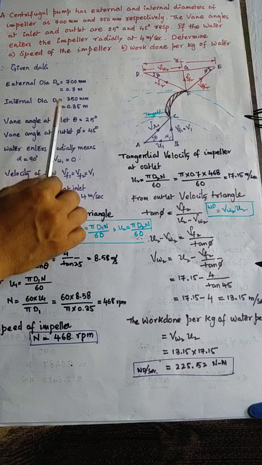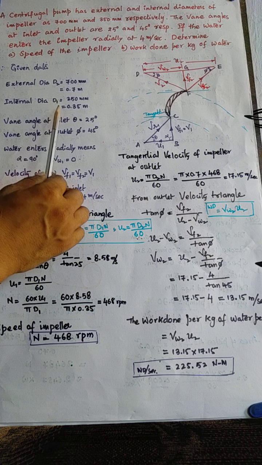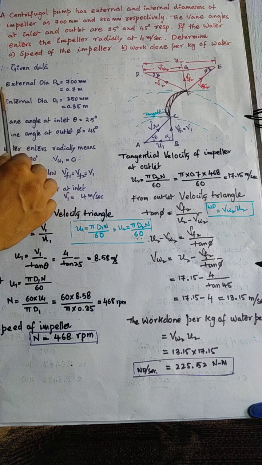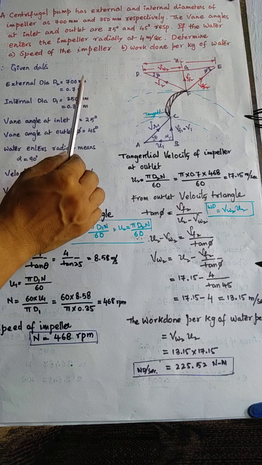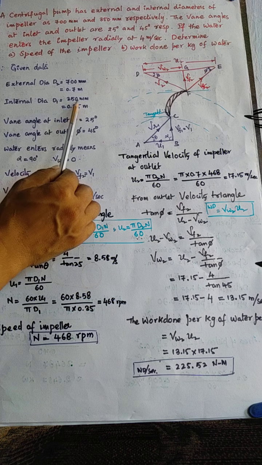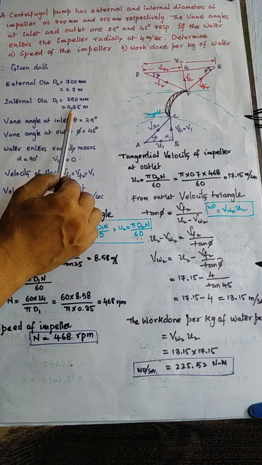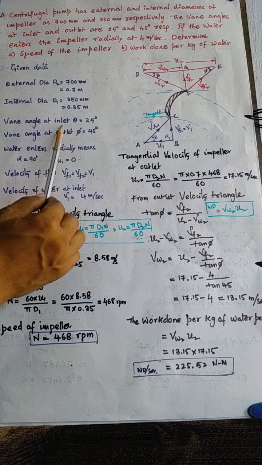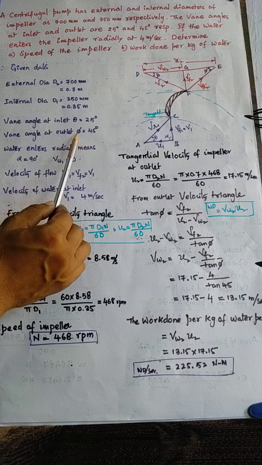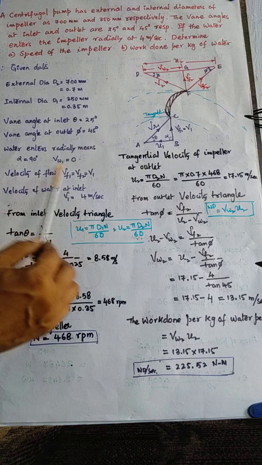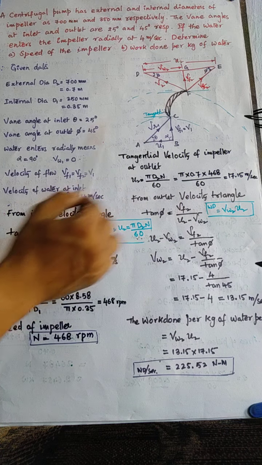External values are indicated with suffix 2 and internal values with suffix 1. So external diameter d2 equal to 700 mm. Convert that value into meters, 0.7 meter, and internal diameter d1, 350 mm is given, converting into meters, 0.35 meters, and vane angle at inlet, that value is theta, 25 degrees, vane angle at outlet phi, that is equal to 45 degrees, and water is entering radially, so that means it is radially entering. So alpha is equal to 90 degrees.